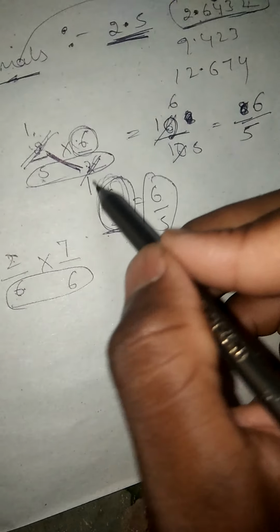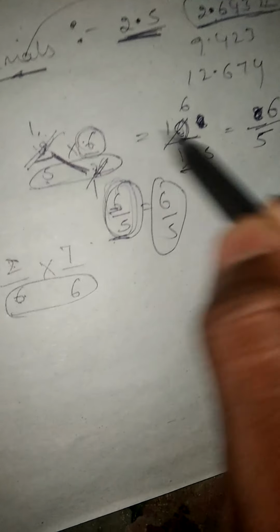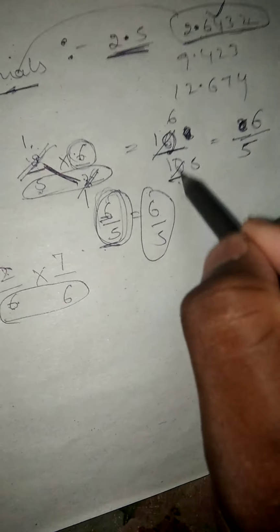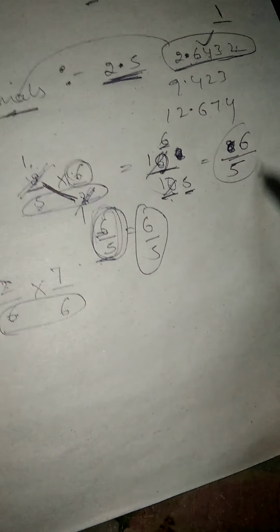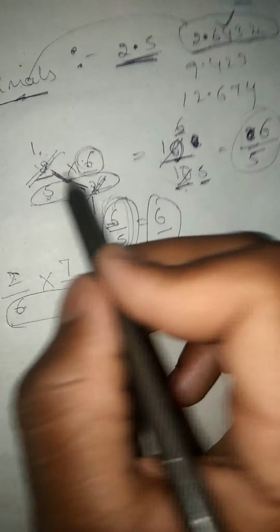If you are confused by this, then do it in this way. 2 into 6 is 12, 5 into 2 is 10. So both cancel in the 2 table. 2 sixes are 12, 2 fives are 10. So we got 6 by 5. This is the multiplication of two fractions.